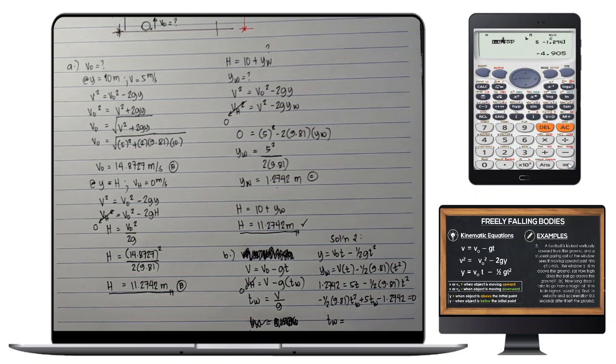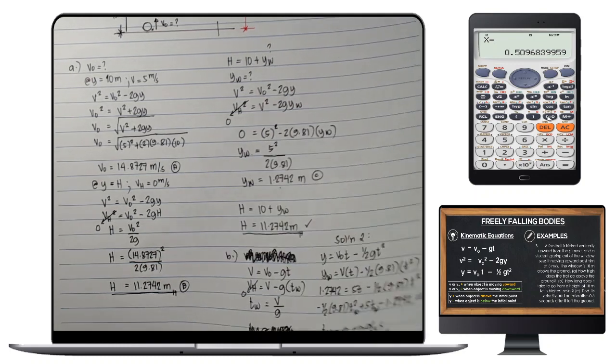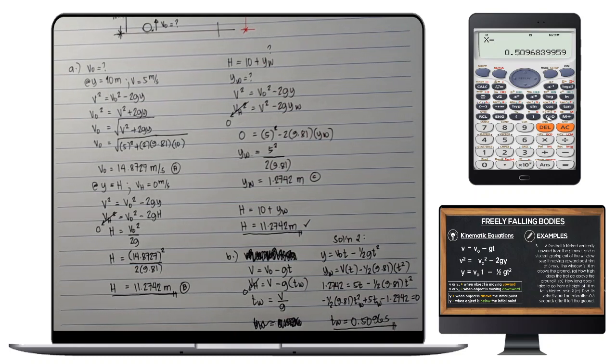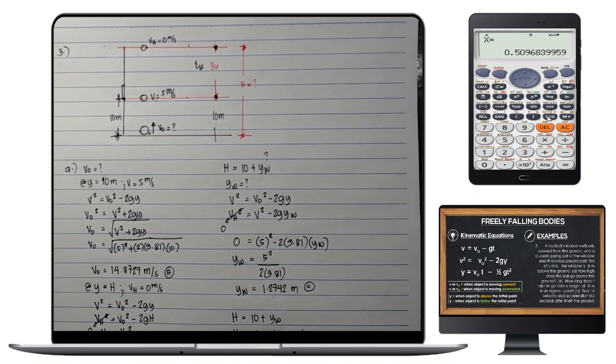So, as you can see, parehas lang. Kasi, perfect square yung ating nakuha. So, t sub w natin, that is 0.5096 seconds. Parehas lang. So, kahit gamitin natin yung y sub w na na-solve natin kanina, or let's use the values na meron tayo using v sub o na gagamitin natin is 5, masasolve pa din natin. Okay? So, that is for letter B.